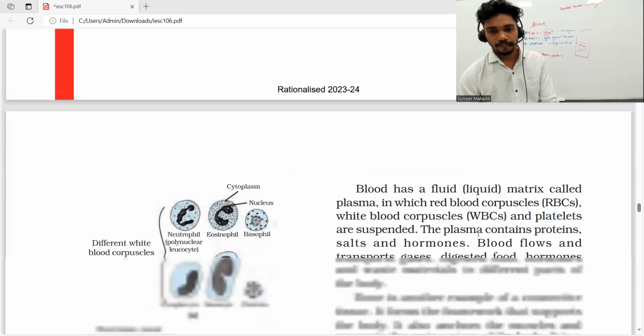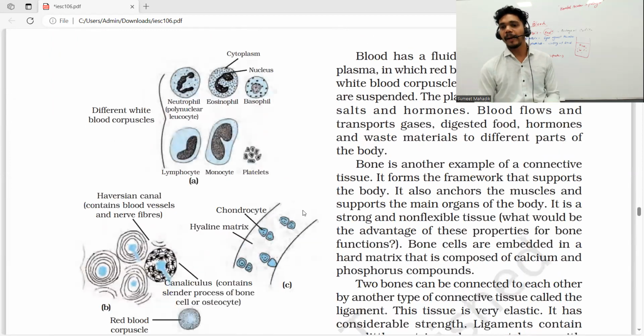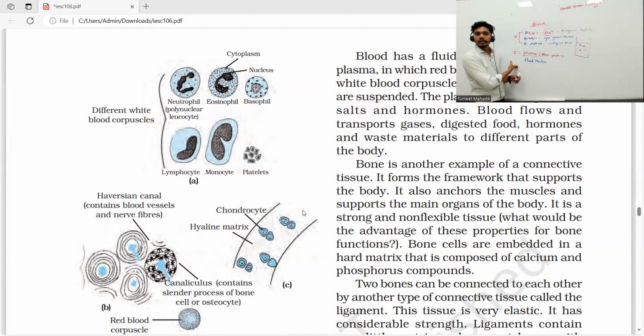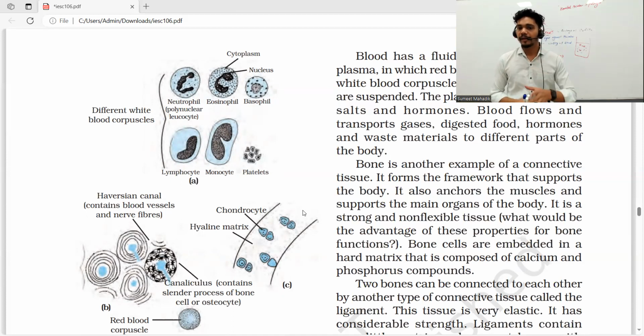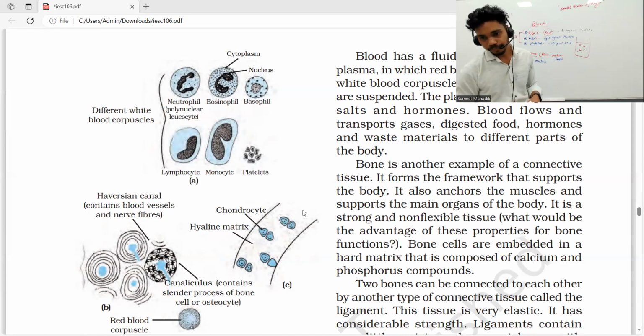Now, blood has a fluid liquid matrix called plasma. See, I told you, plasma. Plasma is also called fluid matrix. Why is it called fluid matrix? Because inside the plasma, what is the major constituent of the blood? Water and plasma. So inside the plasma, these materials are present. In your book, you can see the plasma in which red blood cells and white blood cells are suspended. The plasma contains protein, salt, and hormones. So plasma contains albumin, protein, salt, all are there in plasma.